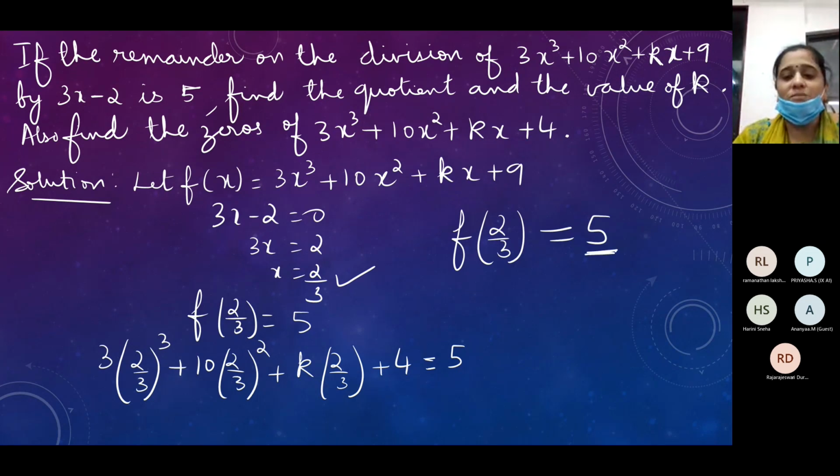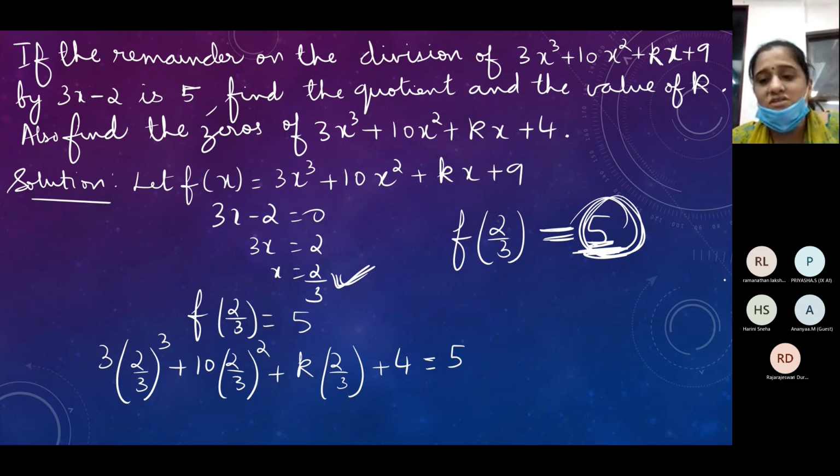This place is reserved for the remainder. f of 2 by 3, because x is 2 by 3. So in place of x, f of 2 by 3 will give you the remainder, which is 5. It's given to be 5. So this is the equation. This is what you need to write first: f of 2 by 3 is equal to 5. See, that's what I've written.